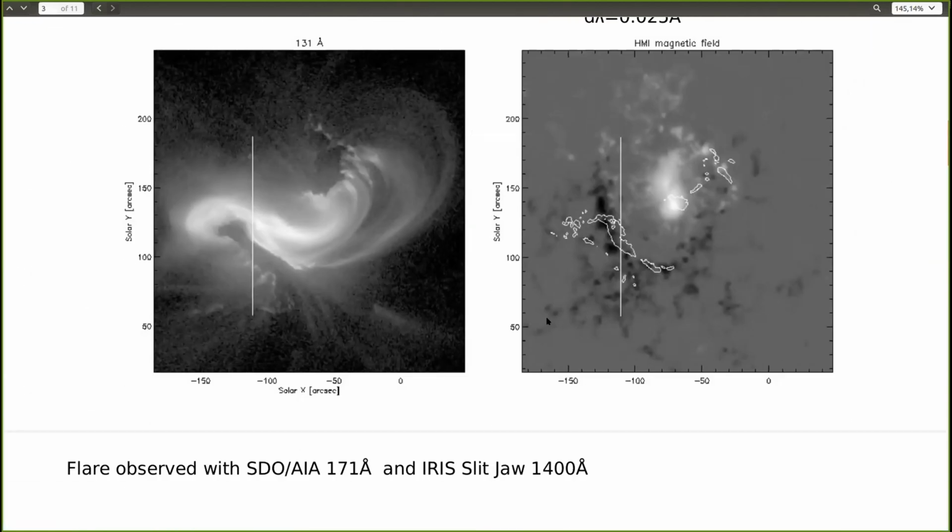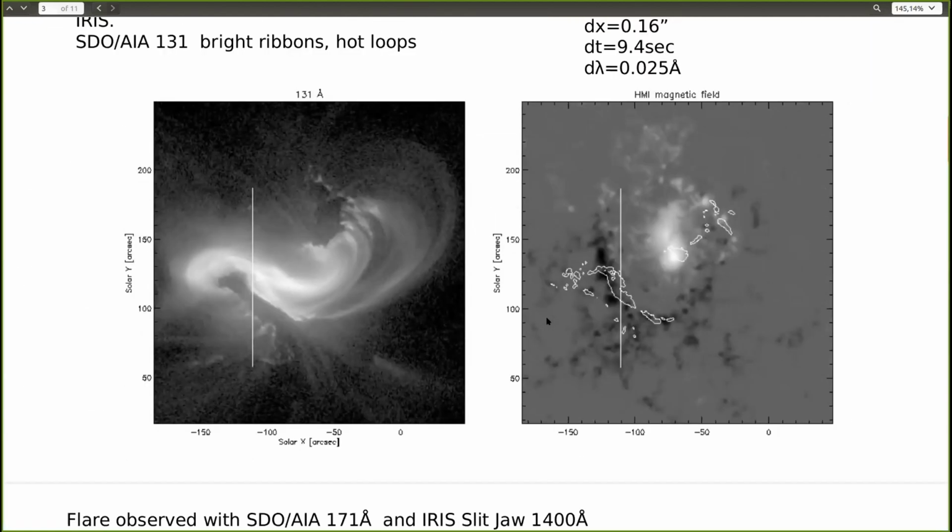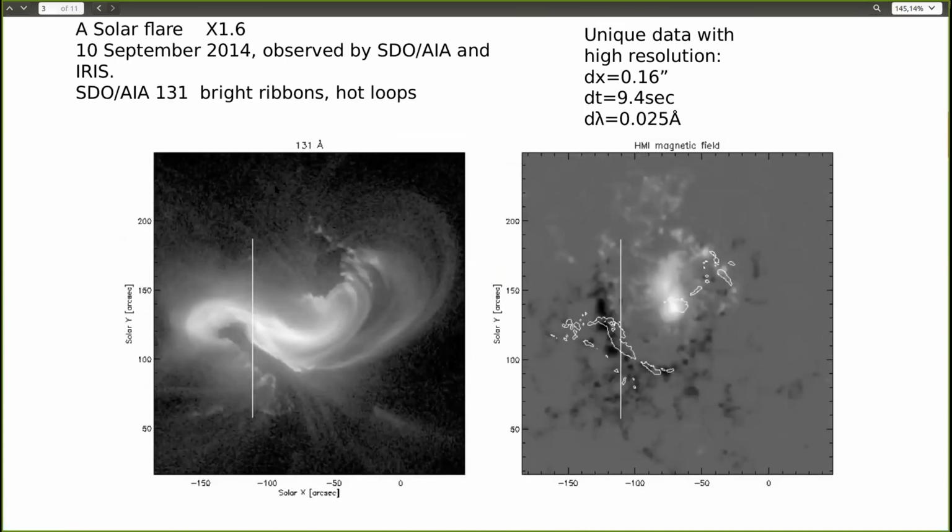I will present you now the data that were shown also by Spiro Antiochos in the previous talk. This is the flare that was observed. It's a very high flare, an X1.6 class flare. And it was observed by the IRIS instrument. Here you have the slit. It is a spectrograph and also has slit jaw images. These are very good data because they have high spatial, temporal, and spectral resolution.